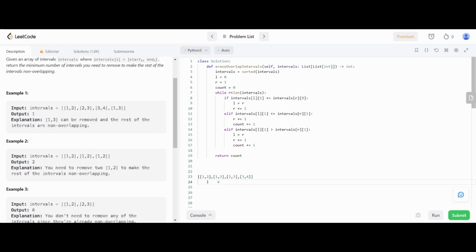Now L is equal to 0 and R is equal to 1 in this case. Now, what we're going to do is check if our very first interval, which is 2, is greater than or not equal to at least our second interval's very first element. In this case, it is greater, right?